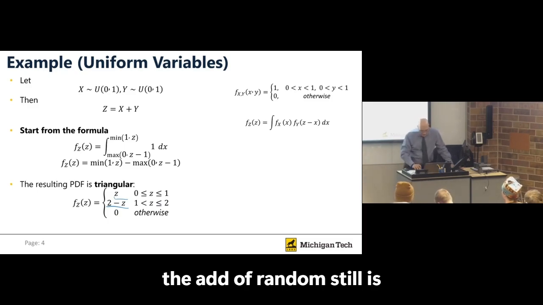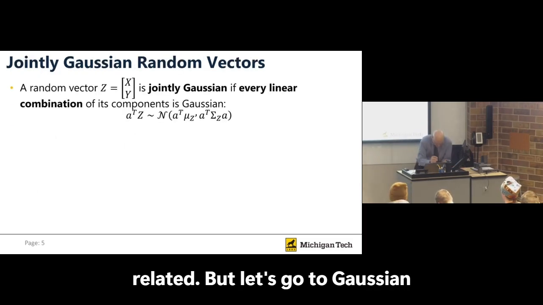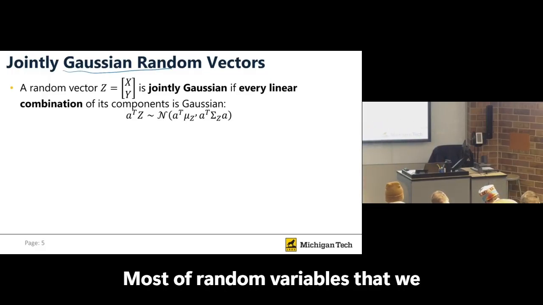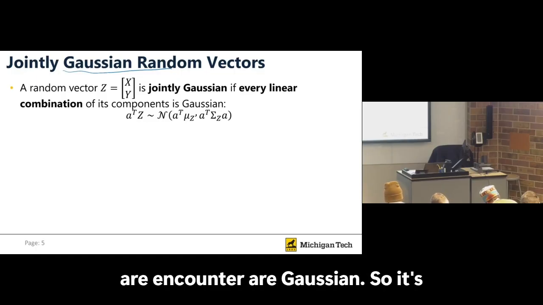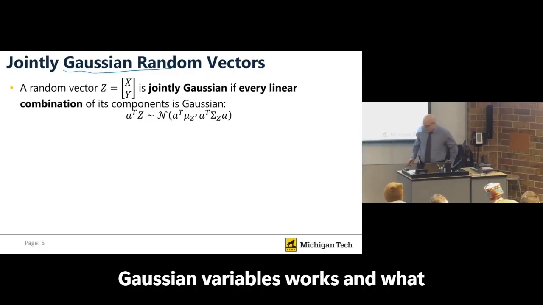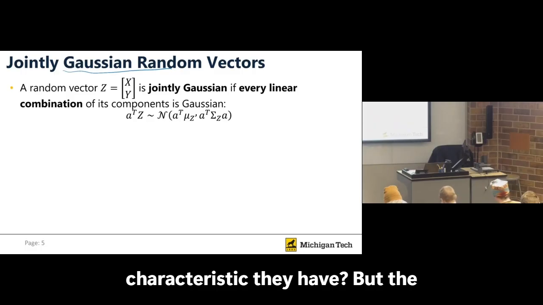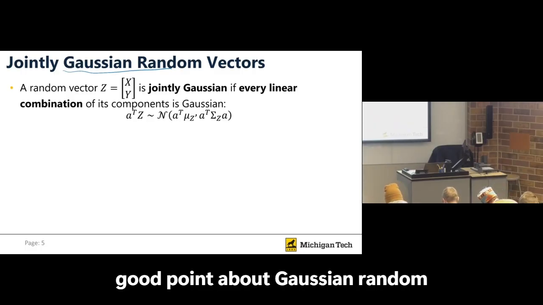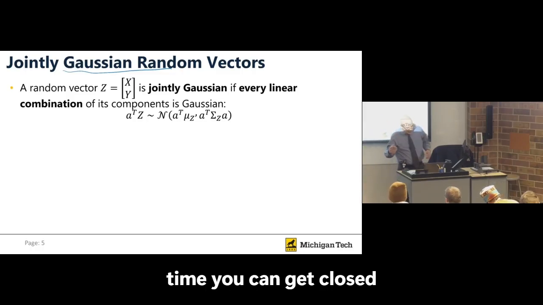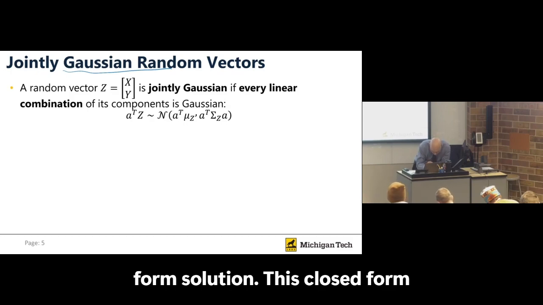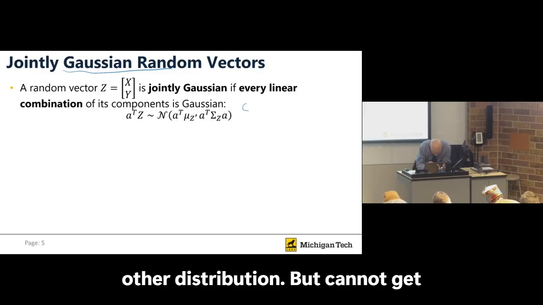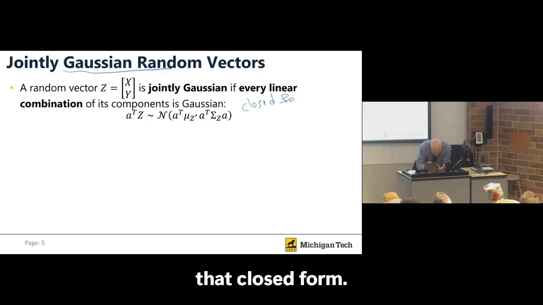It still is related, but let's go to Gaussian now. Because finally, we want to work with Gaussian. In our life, most of the random variables that we encounter are Gaussian. So it's good to know how these Gaussian variables work and what characteristics they have. But the good point about Gaussian random variables is that most of the time you can get a closed form solution. This closed form solution is amazing; in other distributions you cannot get that closed form.